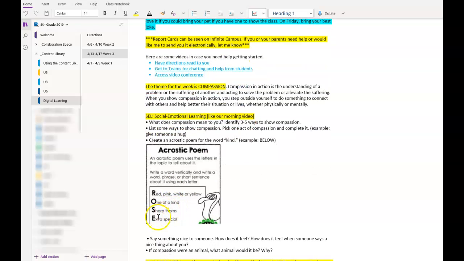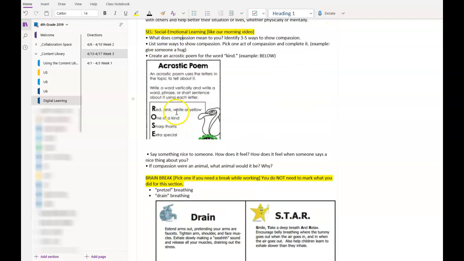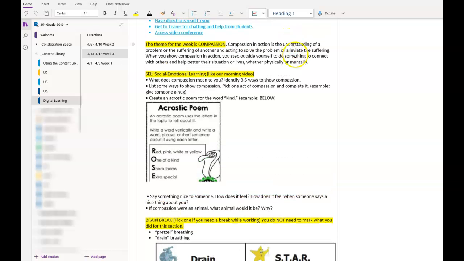So our theme for this week is compassion. Compassion in action is the understanding of a problem or suffering of another and acting to solve the problem or help alleviate the suffering. So that's what our SEL is going to be focusing on. For our morning, the first one says, what does compassion mean to you? Identify 3 to 5 ways to show compassion.